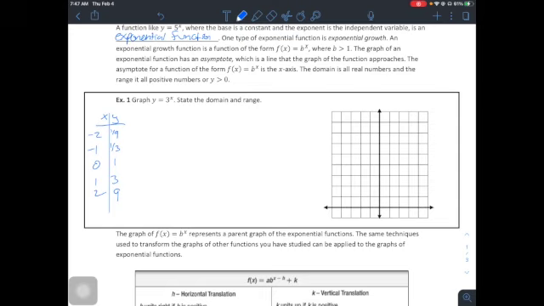So I'm going to graph this. At -2, 1/9 is really, really close to 0, but not quite 0. At -1, 1/3. At 0, 1. At 1, 3. At 2, 9. So exponential growth: really, really small increases at the beginning, but then eventually starts shooting up very, very fast.